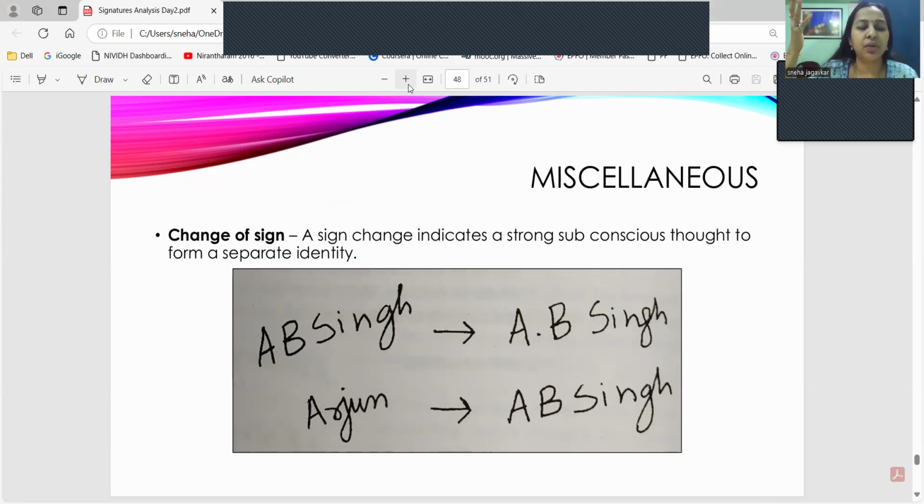Or for somebody from a Bengali, the person should sign Saurav or S B Chatterjee, right? So that is how it's supposed to be. That's an ideal signature.